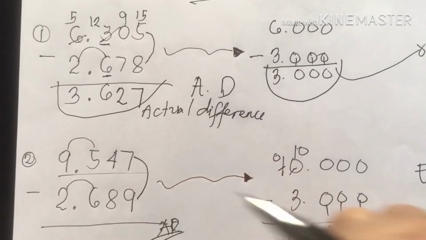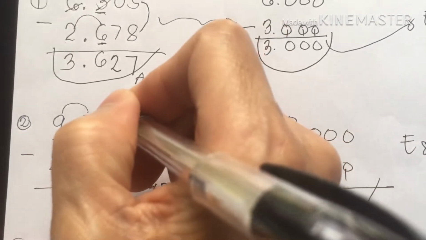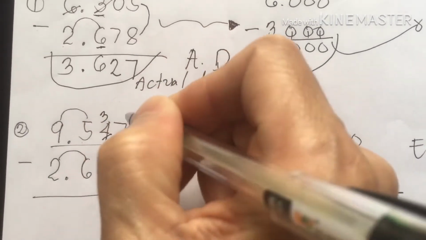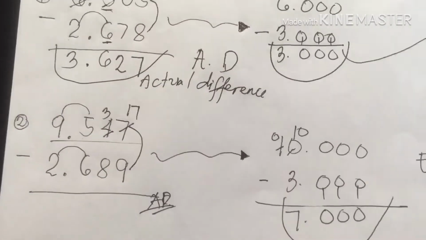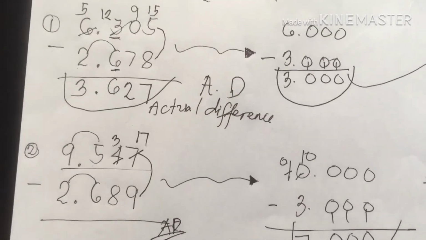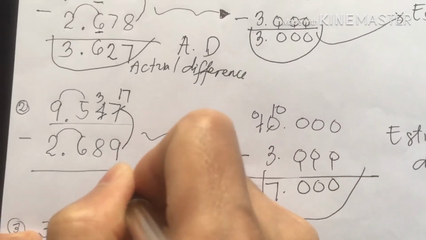7 minus 9: since 7 is less than 9, 9 is greater than 7, we should borrow from 4. 4 becomes 3, 7 becomes 17. So now we are going to subtract 17 minus 9. So we're going to write here 8.